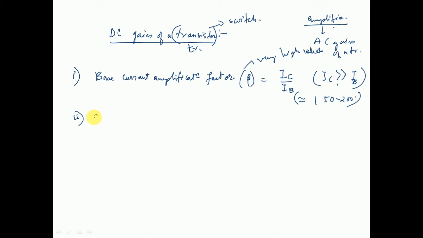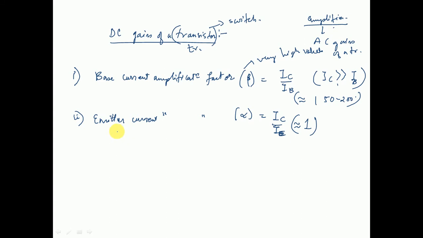Second is emitter current amplification factor alpha, equal to IC divided by IE. This value almost comes out to be 1, because IC is more or less equal to IE, because IB is very, very small. Yes or no?